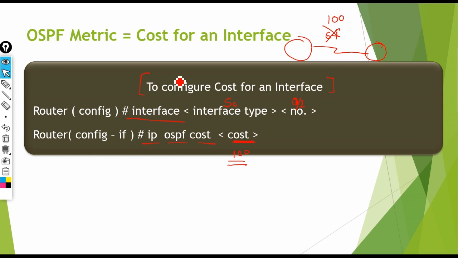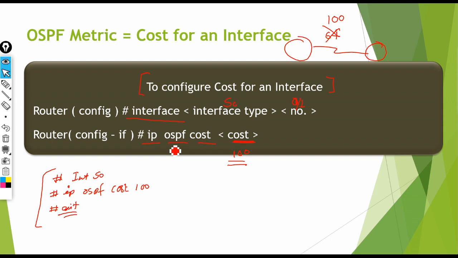So how to change the cost? This is the command, and the command is very simple. It will be interface serial 0, and then you say ip ospf cost 100. That's it. Exit. This is how you can change the OSPF cost on an interface basis.